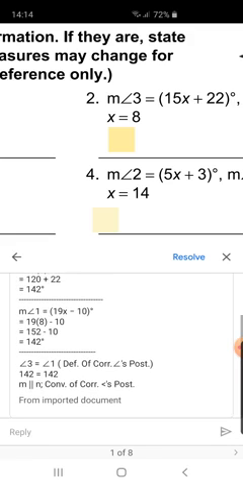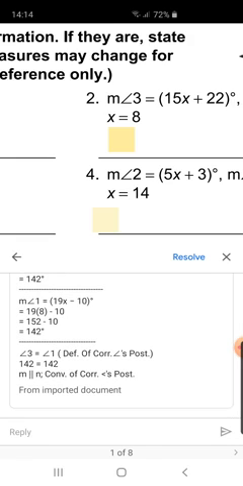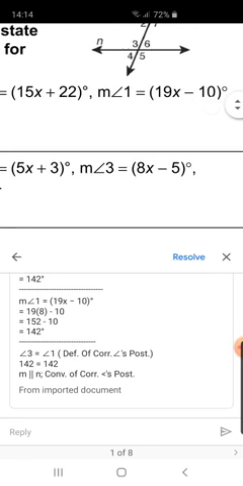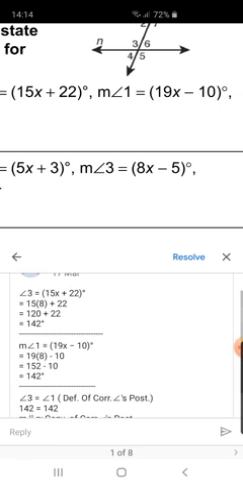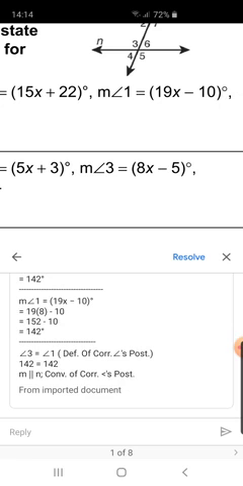Angle 1 is 19x minus 10. They have already given 19x minus 10. Again you need to substitute or replace x with 8 and solve it. Once you solve, you will get 142 degrees. Now we got the measure of angle 3, we got the measure of angle 1. Both of them are 142.